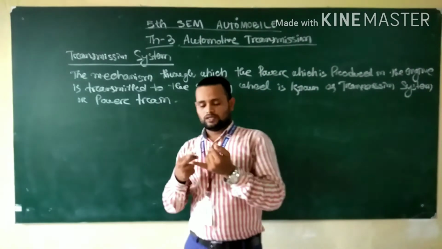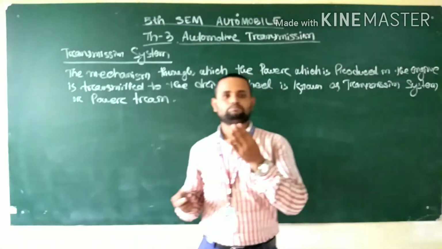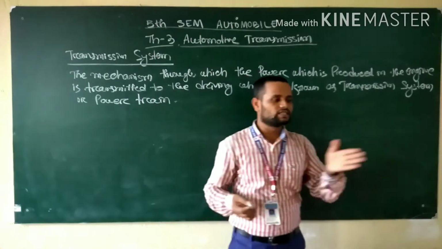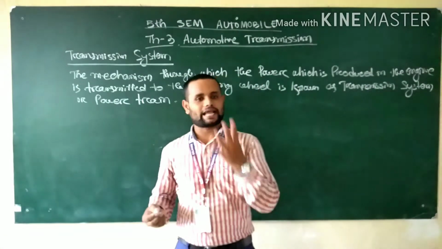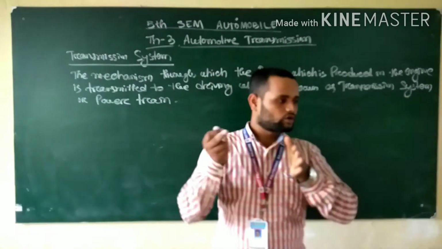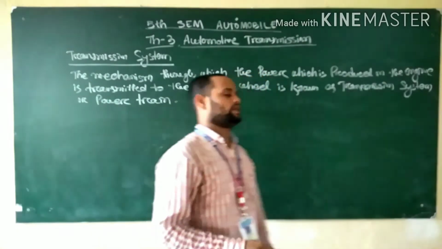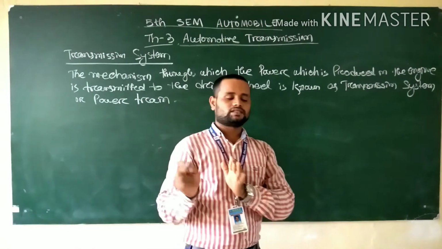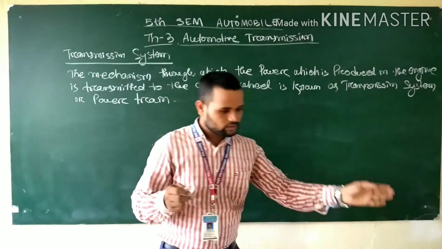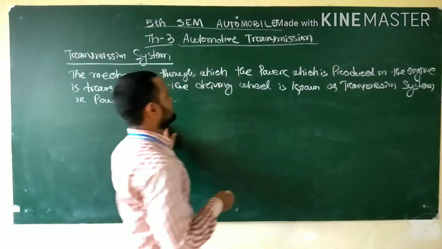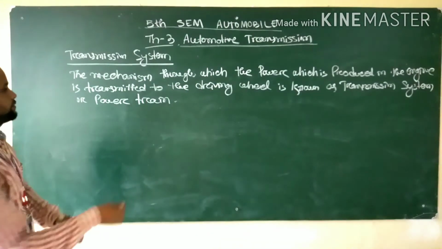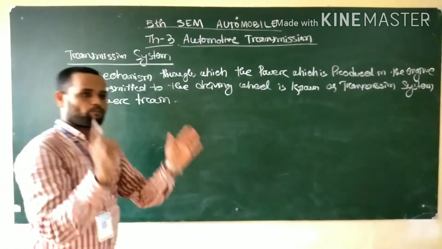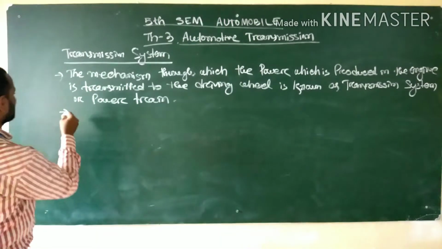That means in the two-wheel drive, the driving wheel is the rear wheel. In the four-wheel drive, the driving wheel is the rear wheel and also the front wheel. So the mechanism through which the power transmits from engine to the driving wheel is known as transmission system or power train.